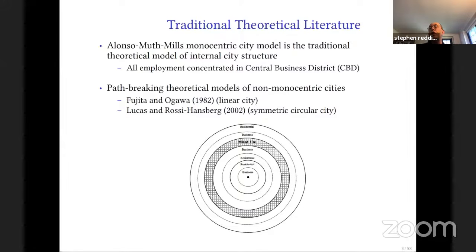There's a paper by Fujita and Ogawa looking at a linear city, and then a paper by Lucas and Rossi-Hansberg looking at a symmetric circular city. I give an example here of the spatial equilibrium in the Lucas and Rossi-Hansberg model. This is a really rich model of the organization of economic activity in two dimensions and can generate pretty rich patterns of economic activity. Here you see alternating rings of commercial and residential economic activity within the city as we move out from the center. So patterns are non-monocentric. We're getting away from the monocentricity assumption of Alonso-Muth-Mills.